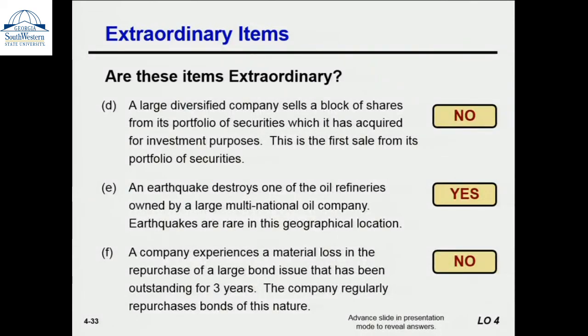Okay, so the next one is a prohibition under a new law. So what does that mean? What is a prohibition? This also involves the government, right? Deciding that something that you make is illegal. So let's say the government decides that cigarettes are illegal, right? Now, whoever the cigarette companies are going to have an extraordinary item.